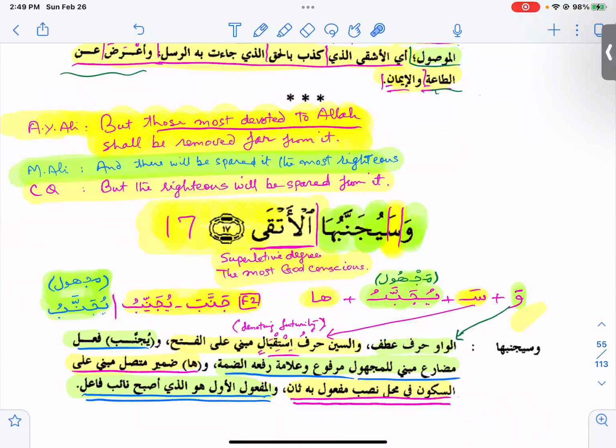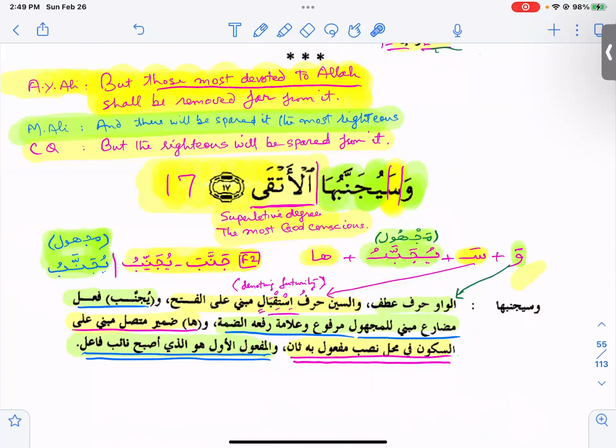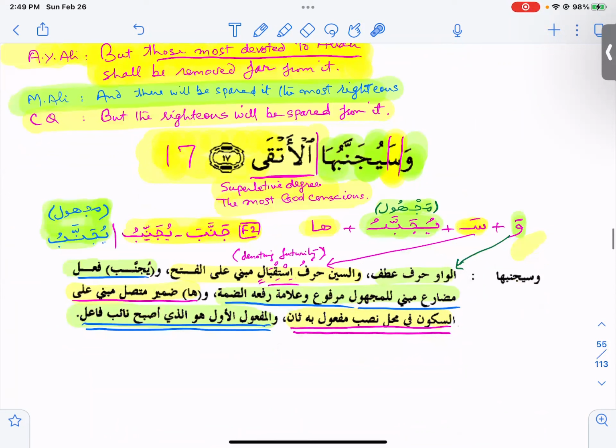Yujannabuha, majhul. So here it is formed from Jannaba, Yujannibu, so this is regular. Jannaba, Yujannibu, and then make it majhul: Yujannabu. See, very close. Jannibu, Jannabu, majhul. Sa, harfu istiqbal, denoting futurity. Yujannabu, fi'l mudari', mabni lil majhul, marfu.